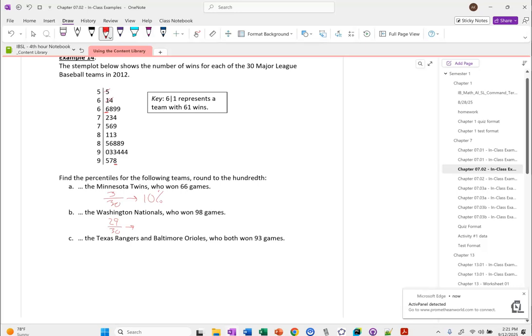What if we have the Orioles who won 93 games? Well, again, there's 1, 2, 3, 4, 5, 6, 7, 8, 9, 10, 11, 12, 13, 14, 15, 16, 17, 18, 19, 20, 21, 22. Or you could have counted up from the other way. 1, 2, 3, 4, 5, 6, 7, 8 that are better than them, so you could have done 30 minus 8. Everybody okay with doing that percentile calculation from a dot plot? Again, very easy if you know what it's asking you to do, right?